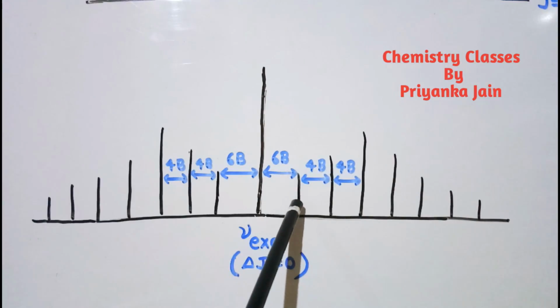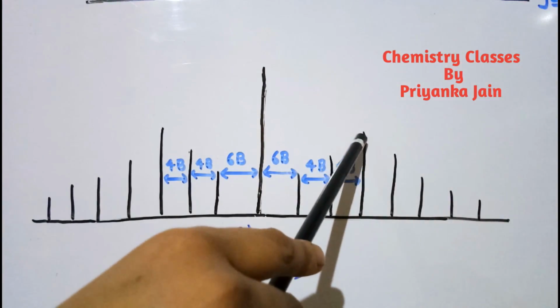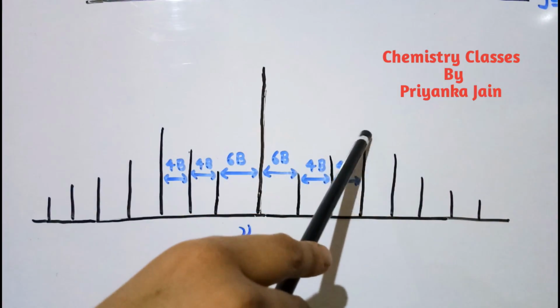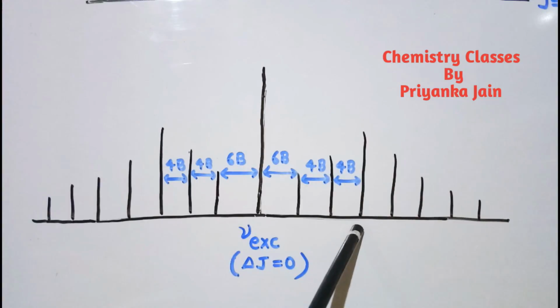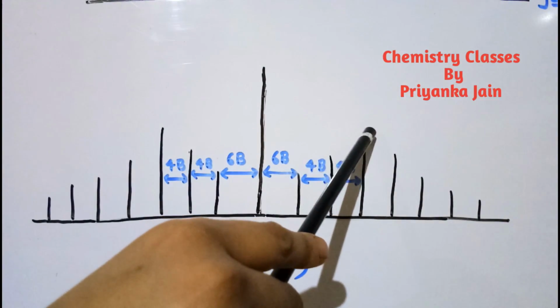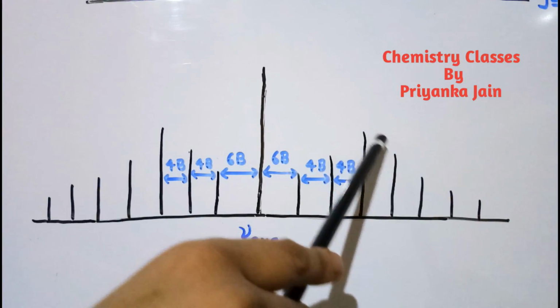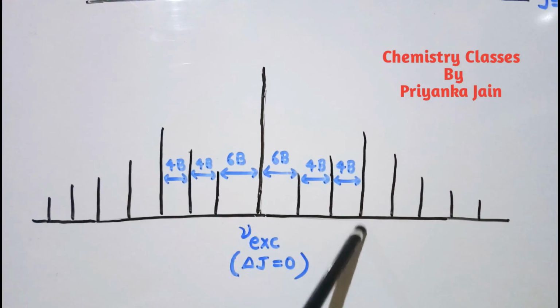If we see their intensity, then the intensity first increases up to a definite value of J, which is called J max. At this value it approaches a maximum and then it decreases, and we get lines of decreasing intensity. So at a fixed value of J the intensity is the maximum, and that is called the J max.